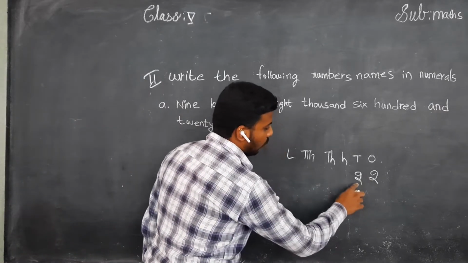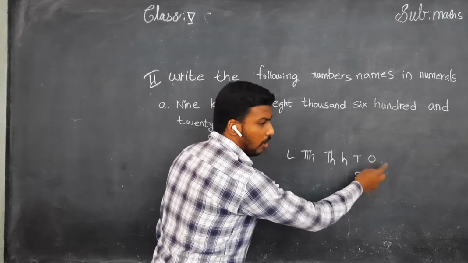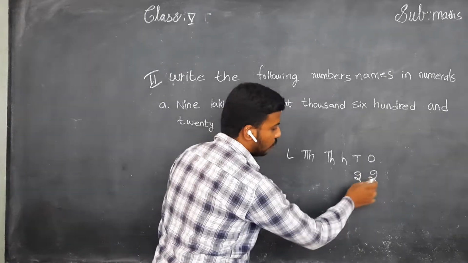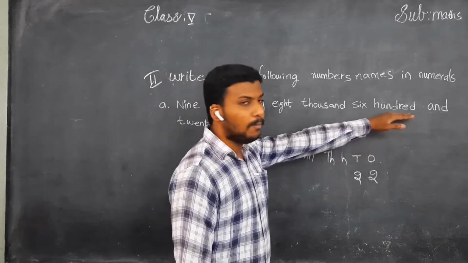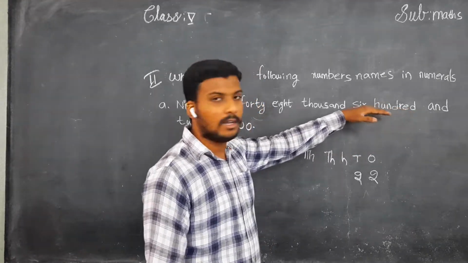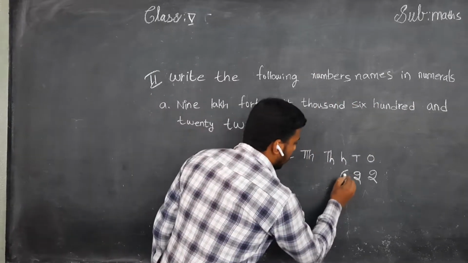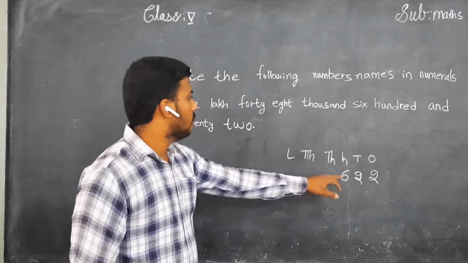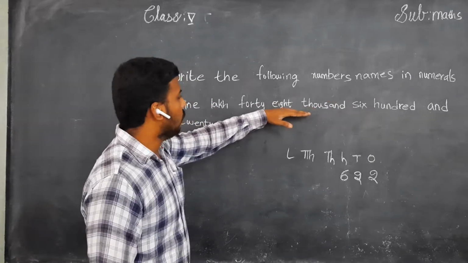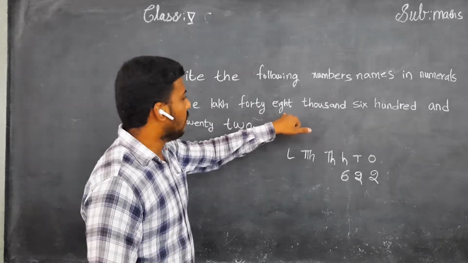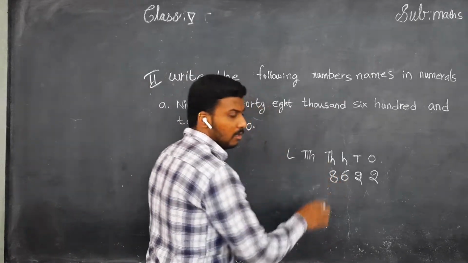See, in the place of tens we have 2, means 2 into 10, how much? 20, plus 2 into 1, how much? 2. 20 plus 2, 22. Next, we move to the hundreds place, where we have the value 6. Understand, children? 6 into 100, how much? 600. Next, in the place of thousands we have the value 8. 8 into 1000, how much? 8000.